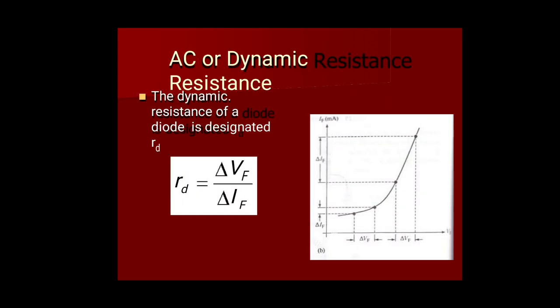Similarly there is AC, or dynamic resistance. Dynamic resistance or AC resistance means the values are changing. The values will get changed. So the dynamic resistance of the diode is designated by a small rd, which is delta. Why is the delta given here? It is the difference between two voltages, that is, the change in voltage upon the change in current. The values between the two points are called the AC or dynamic resistance.